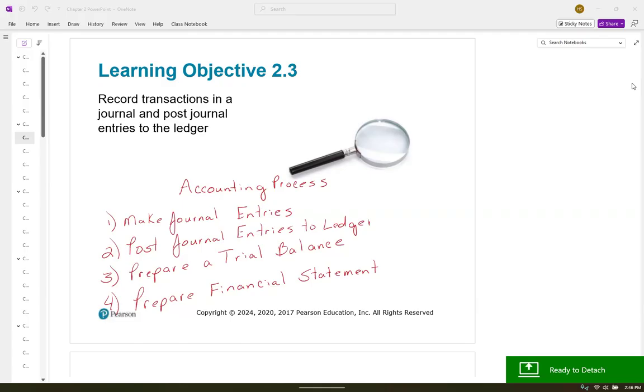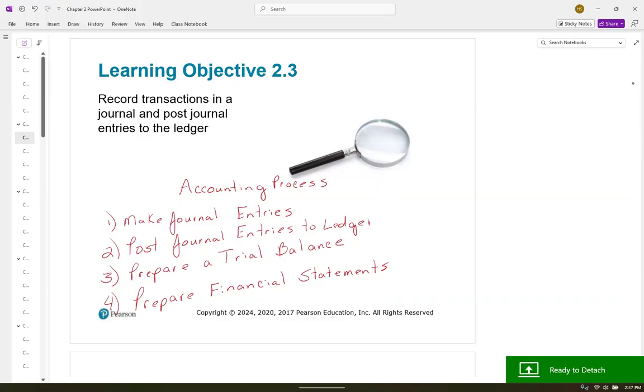Then the third step is to prepare a trial balance. And then the fourth step is to prepare the financial statements. Okay, let me write statements there because that's plural. We learned about the financial statements in the previous chapter. The first one's income statement, statement of owner's equity, balance sheet, statement of cash flows. We're not going to have to prepare a statement of cash flows. Just know it's the fourth financial statement right now.